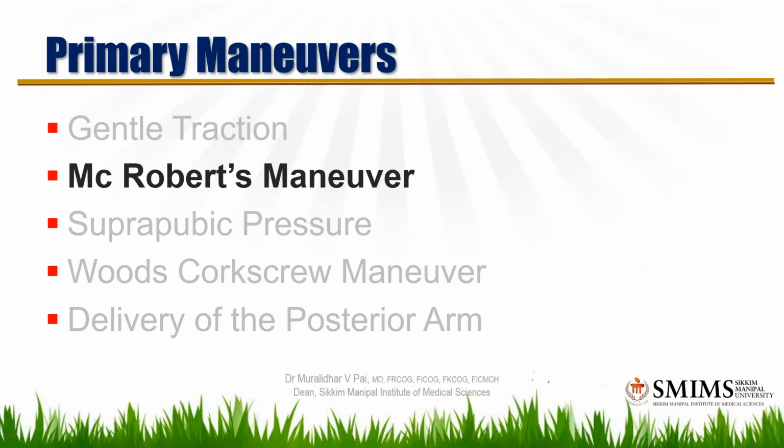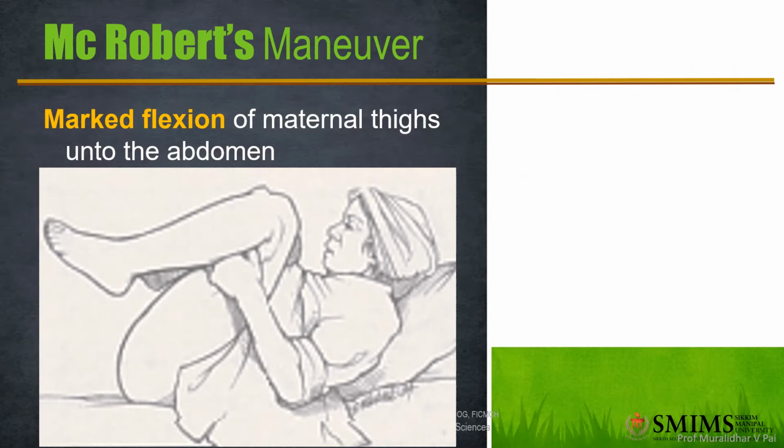If gentle traction fails to deliver the shoulders, then McRoberts maneuver may be employed. In fact, this is a simple and commonest maneuver performed. In McRoberts maneuver, the thighs are hyperflexed on maternal abdomen as shown in the picture.